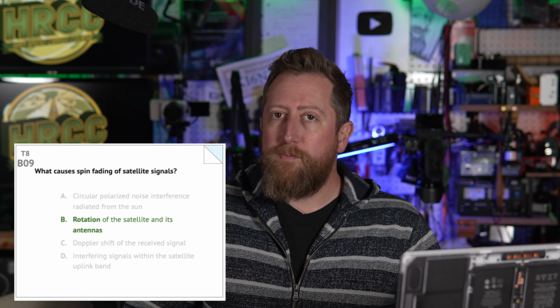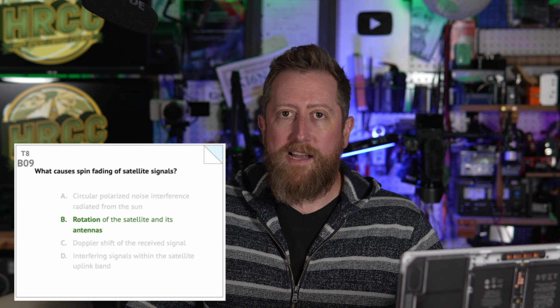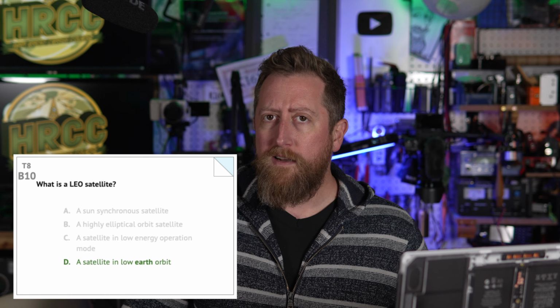Bravo 09, what causes spin fading of satellite signals? And it's B, rotation of the satellite and its antennas, because most amateur radio satellites are just little things that get chucked out into space and they tumble. Bravo 10, what is a LEO satellite? This is an acronym for D, a satellite in low Earth orbit, LEO.